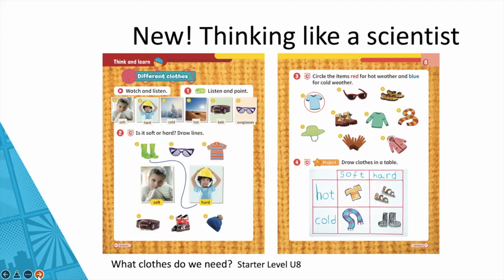Students think creatively by generating ideas about different clothes to draw in the Carroll diagram. For example, soft and for hot weather could be the sun hat, hard and for hot weather, the sunglasses, soft and for cold weather could be a woolly hat, hard and for cold weather, ski boots. Learners don't need to know the vocabulary for items they draw, especially those that are different from the book, but teachers can say the word in English if they wish.